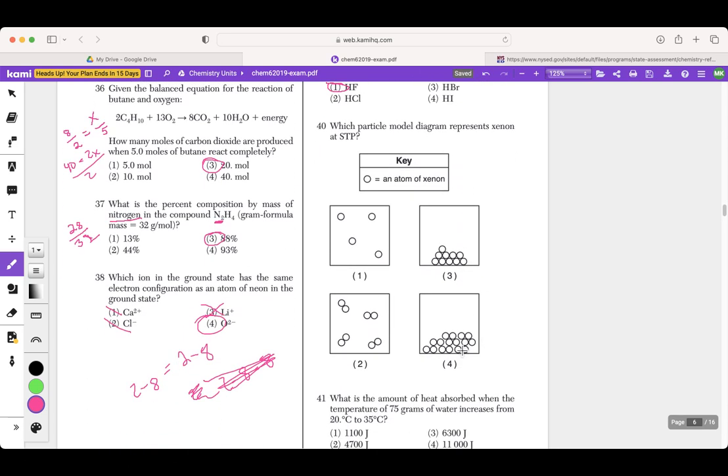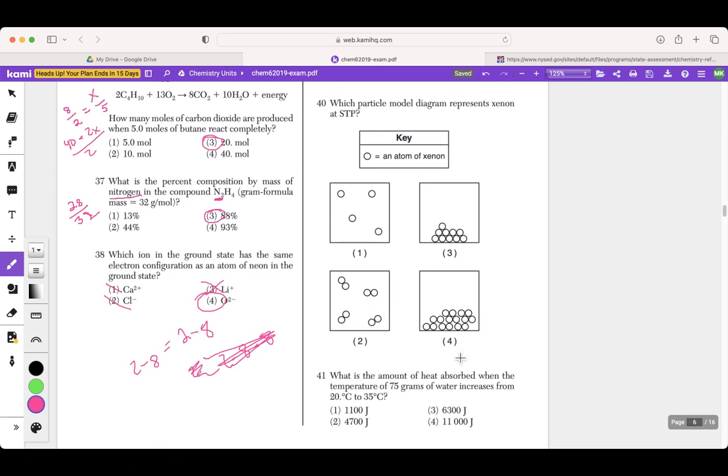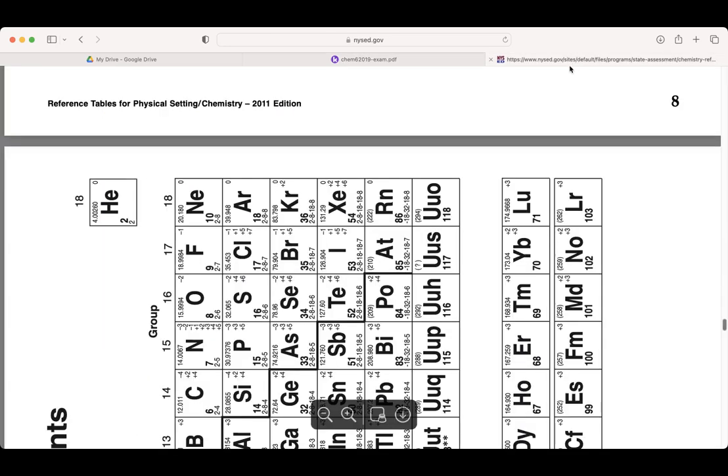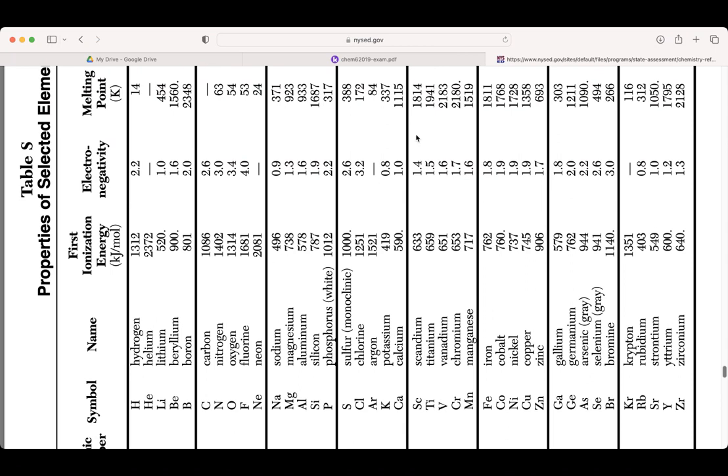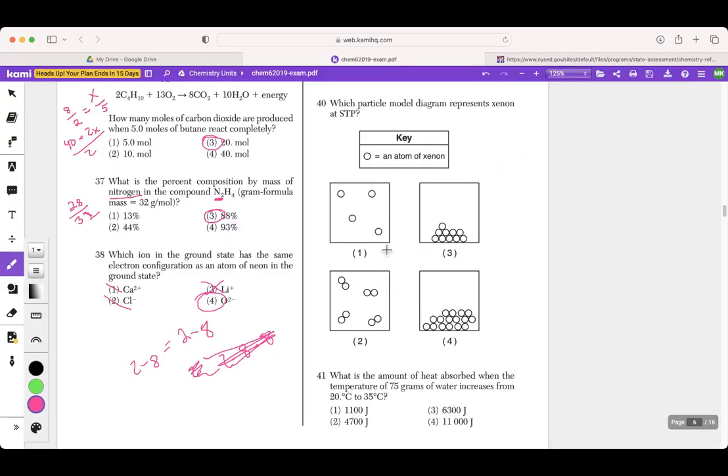Question 40, which particle model diagram represents xenon at STP? Xenon is one of the noble gases in group 18. If I forgot it's a gas, I can look at its properties on Table S. So right now we're looking at a gas. Now 3 and 4 look like solids to me because they're in an arranged pattern. These guys are random. The question is, should I choose the one that has 2 xenons bound or just 1 xenon bound? This is a tricky question.